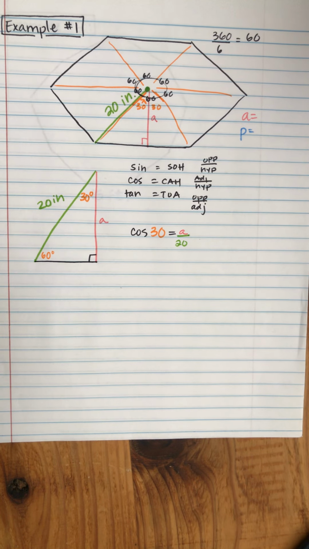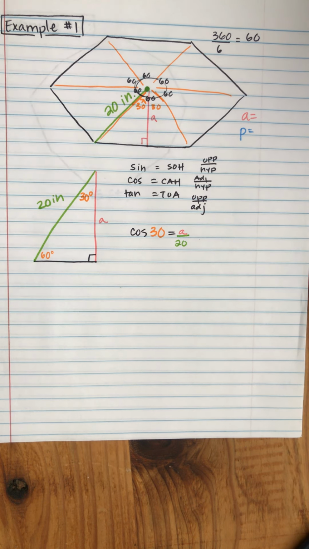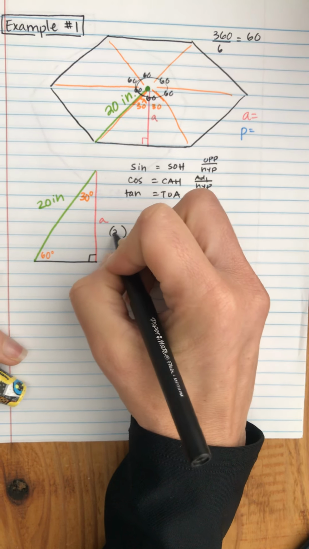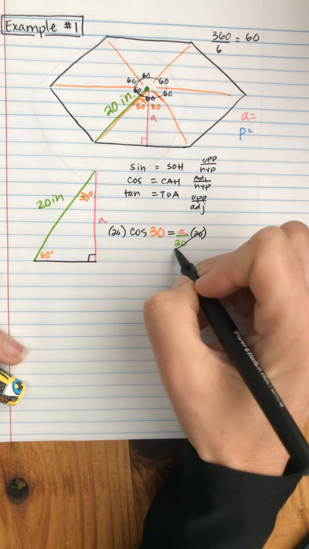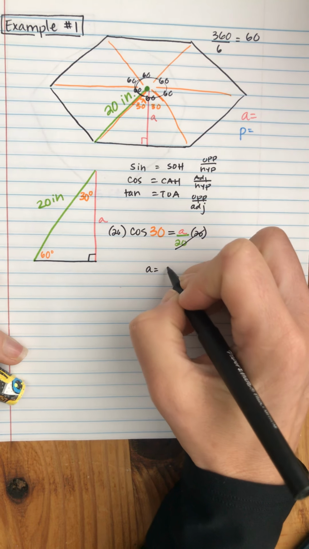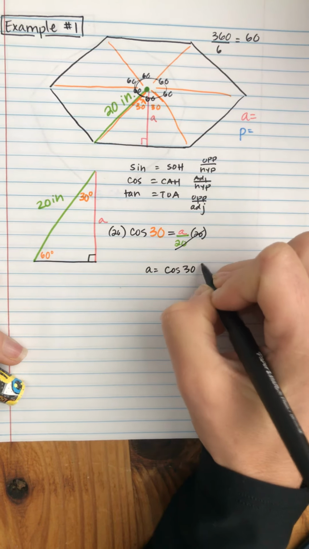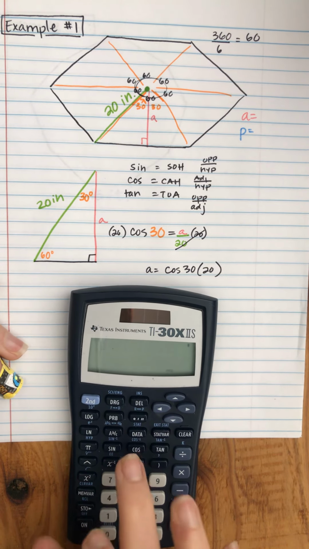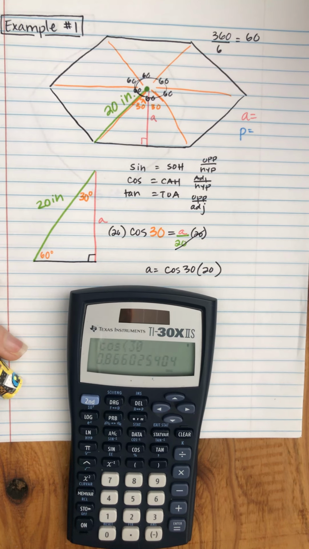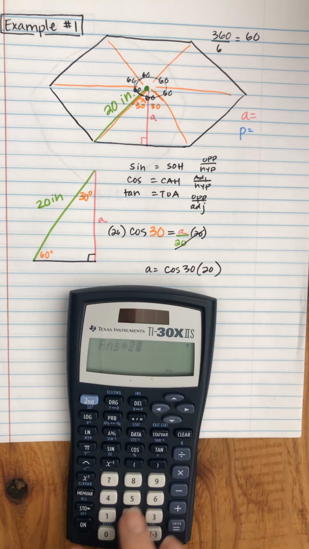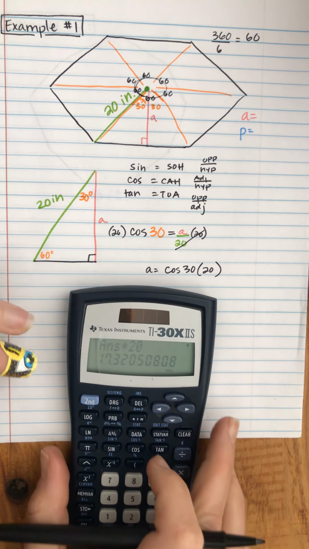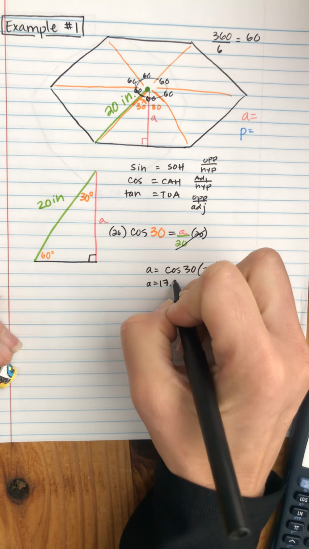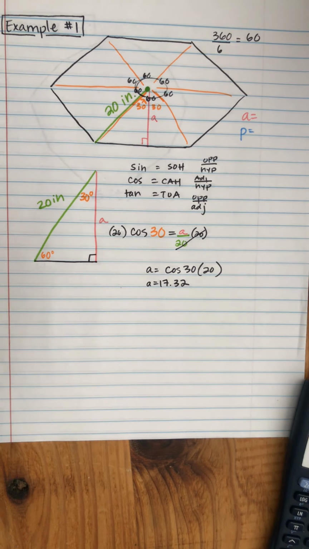All right, now I can go through and solve here. So I need to multiply both sides by 20. Multiply by 20. Those cancel. And now all I'm left with is A equals the cosine of 30 times 20. So pull out your calculator. Cosine of 30 is 0.8660. Multiply it by 20, and it gives me 17.32. So my A equals 17.32. All right?